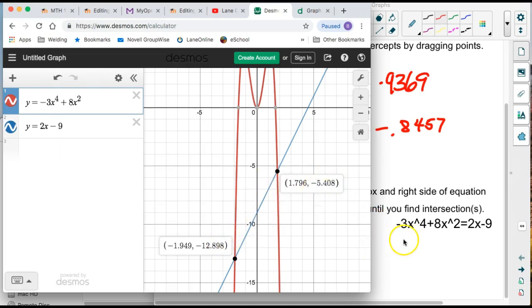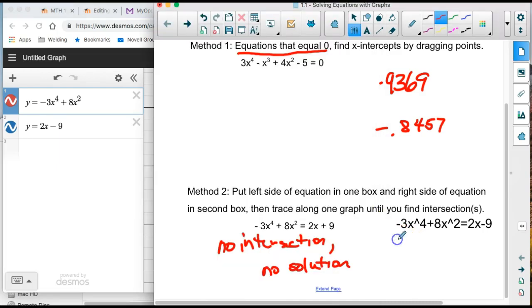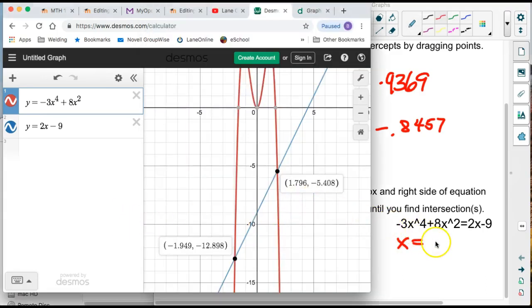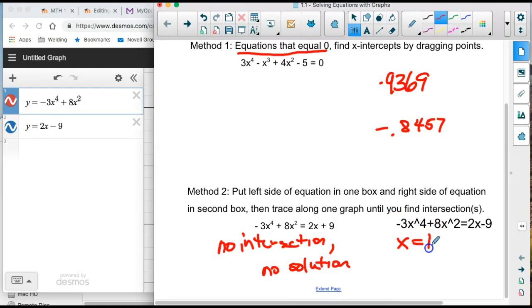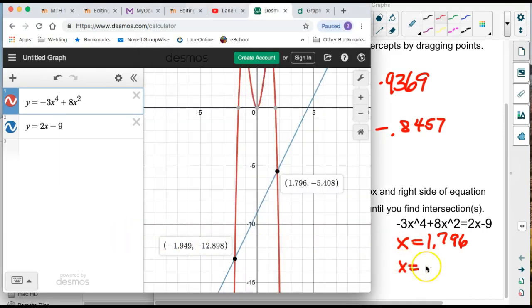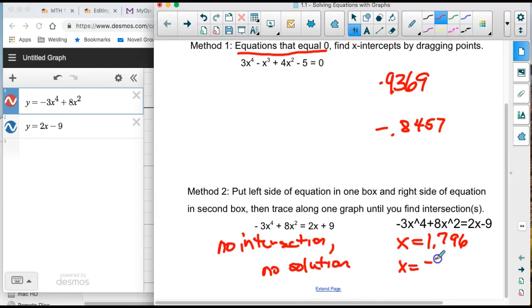So the answers to this one are x equals 1.796 to 3 decimals, and x equals negative 1.949.